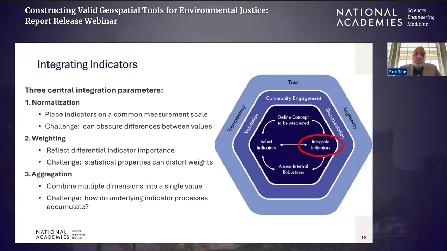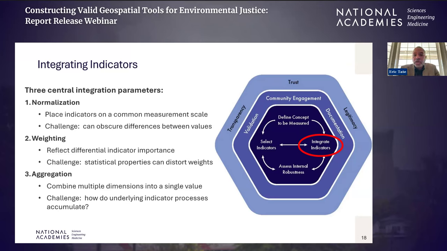And doing so can pose some challenges, particularly depending on the distribution of the data. If you have a lot of observations that are close to one another, or another data set where there are outliers, choosing a different normalization routine or scheme can change the representation of the information. One of the good things about the CEJST documentation that we found is that they do a very good job, for example, in talking about how they arrived at the normalization scheme that they selected.